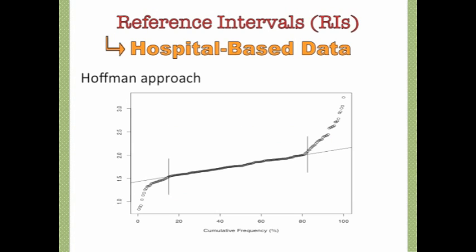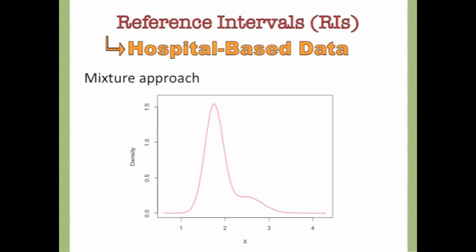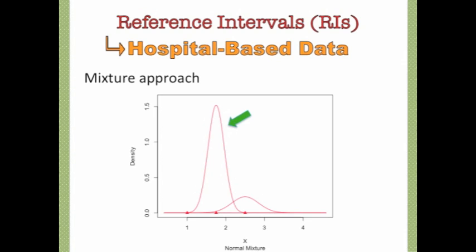The first is known as the Hoffman approach, where the cumulative frequencies of the hospital data are plotted and the linear proportion of the curve is taken as the healthy proportion of the results. The second is known as the mixture approach. A mixture distribution of two or more components is fitted to the hospital dataset. The identified healthy component is then used to calculate the reference intervals.